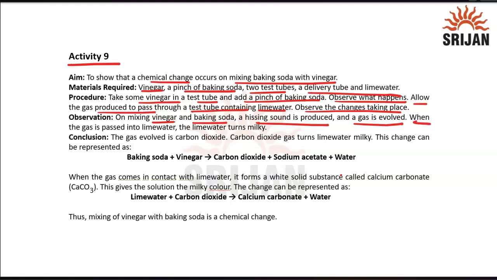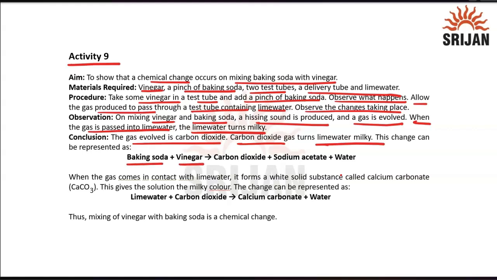Here, when the gas is passed into lime water, the lime water turns milky. When the vinegar and baking soda mix, they produce the hissing sound, and when this gas enters the lime water, it turns the lime water milky. So the gas that is evolved is carbon dioxide, which is the gas that turns lime water milky.